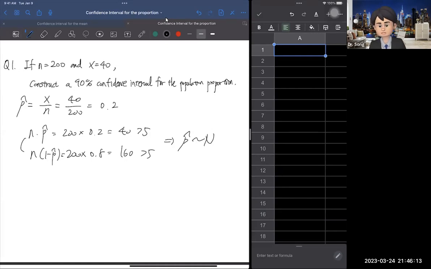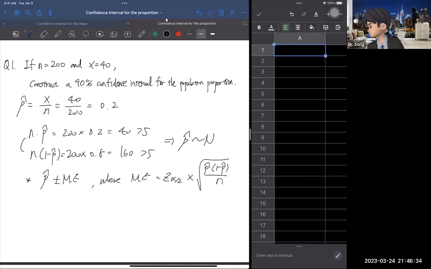Since we can use a normal distribution, the formula is the following. P hat plus minus margin of error, where this margin of error is Z alpha over 2, same as the confidence interval for the mean, times the standard error. And the standard error formula is square root of P hat times 1 minus P hat over n.